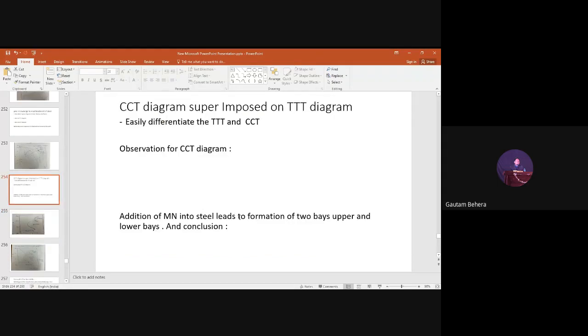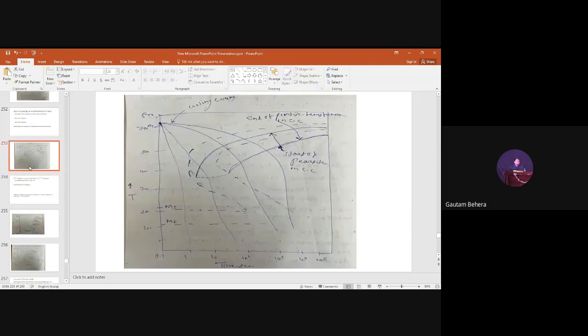Addition of manganese into the steel leads to formation of two bays, upper and lower bay. What is the conclusion? The conclusion you can write is we can also get a bainitic microstructure by doing continuous cooling. But if it is only carbon steel, can I get bainite by doing continuous cooling? What is the answer? No, sir. If I have a plain carbon steel, it may be medium or high carbon or anything, can I get a bainitic microstructure by doing continuous cooling?